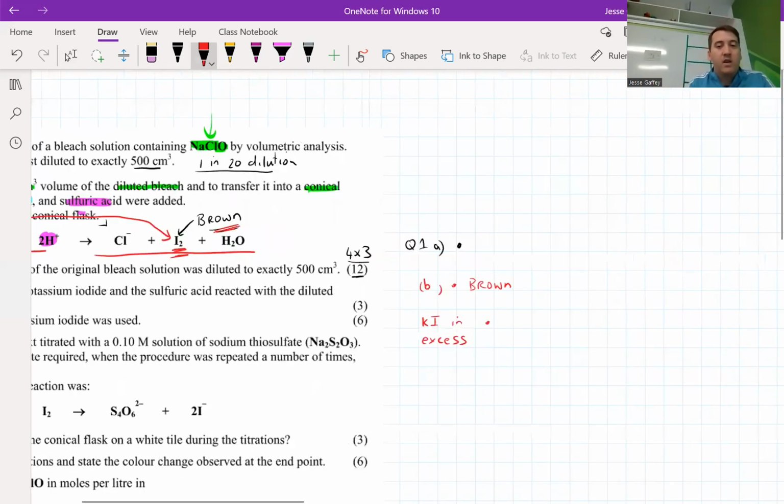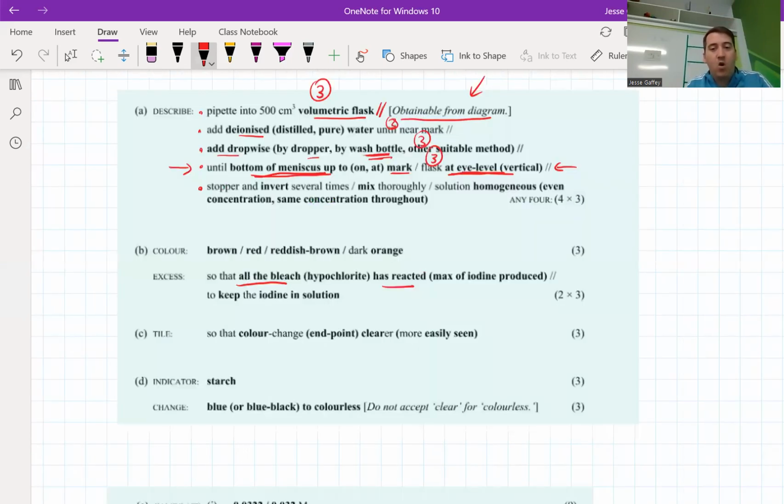What does it say? So that all the bleach has reacted. That's what we want. All the bleach has reacted and we've produced the maximum amount of iodine. And also we want to keep the iodine in solution. If we don't have enough iodide ions, some of the iodine will convert to iodide ions. So we want to have lots of iodide ions in there to keep the iodine in solution. Otherwise, it'll stop being soluble and it'll fall out of solution.